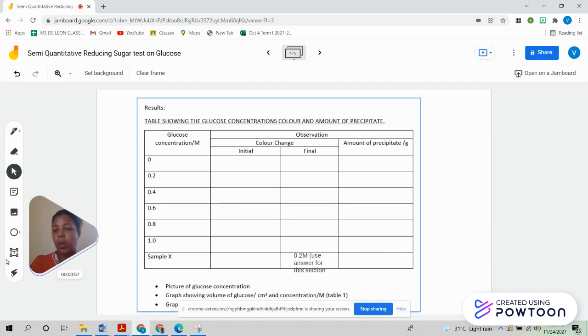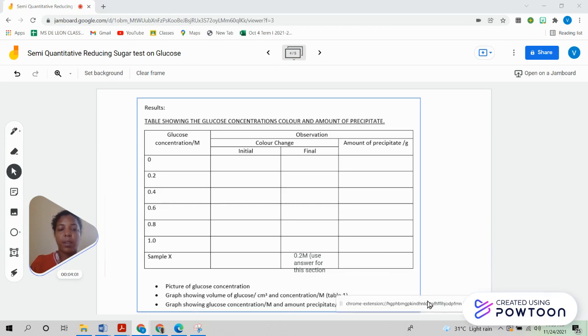Now you have to do 2 graphs for this lab. The first one is going to be a picture of your glucose concentration. If you remember, I had asked you to take a picture and share it with your group members. So that is the picture you're going to add in your lab. You have to stick that picture in your lab to show the different color concentrations that you would have found.